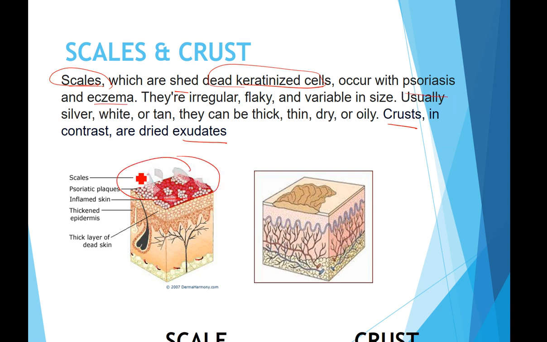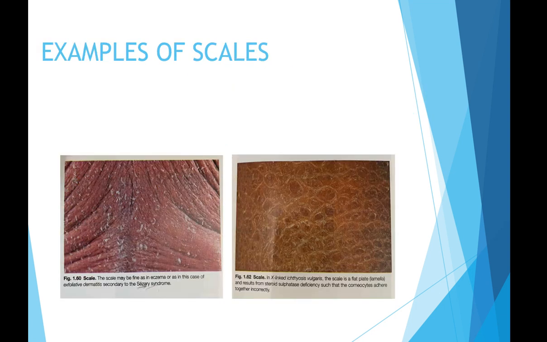The skin is being shed off like this, and you can see over here they are irregular, flaky, and variable in size. These scales can be silver, white, tan, or they can be oily, dry, thick, or thin, depending upon the condition that you are experiencing at that moment, right? Whereas the crust is the exudate. Crusts are not cells. Over here you can see that this is a crust.